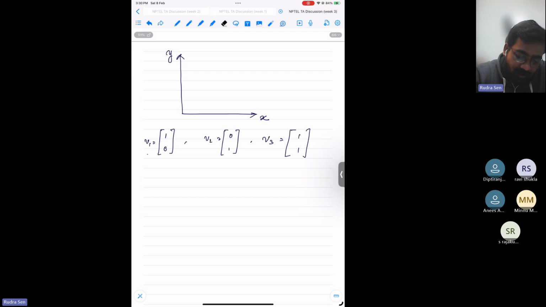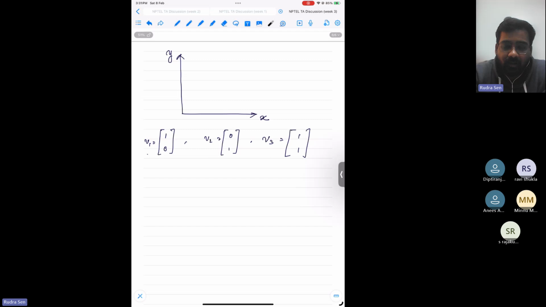But if I ask, is V2 linearly independent with V3? Forget about V1, I'm just asking whether V2 is linearly independent with V3. In that case, yes, definitely V2 is linearly independent with V3, because V2 only consists of a Y element, with no X element, but V3 consists of X and Y elements. So we cannot solely produce V3 using only V2, and similarly, we cannot solely produce V2 using only V3.